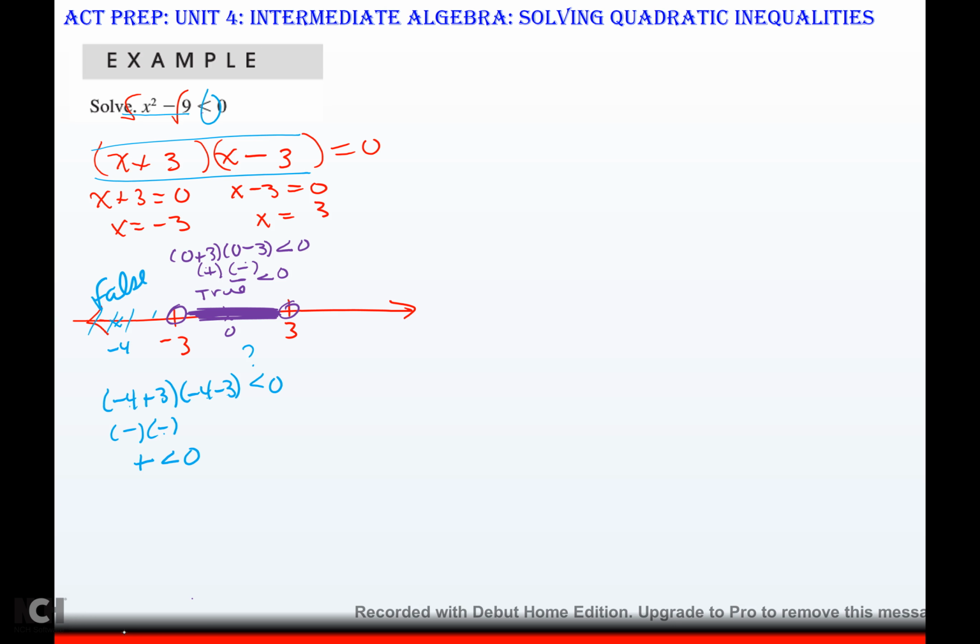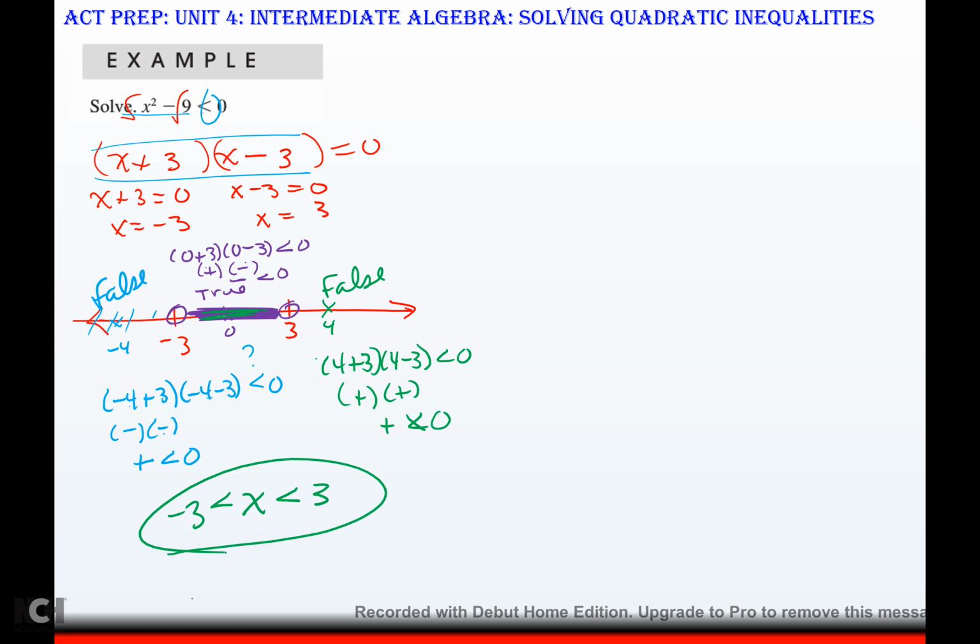Okay, and then if I test the outside, or above 3, pick something like 4, plug that in, I would have 4 plus 3, 4 minus 3, is that less than 0? Well, this will be a positive. This would be a positive. A positive times a positive is a positive, which is never less than 0, so this section is false. So my solutions are everything between negative 3 and 3. And the way you write that, we've talked about this before, is you say my solutions are between, not included, so no bars, negative 3 and 3.